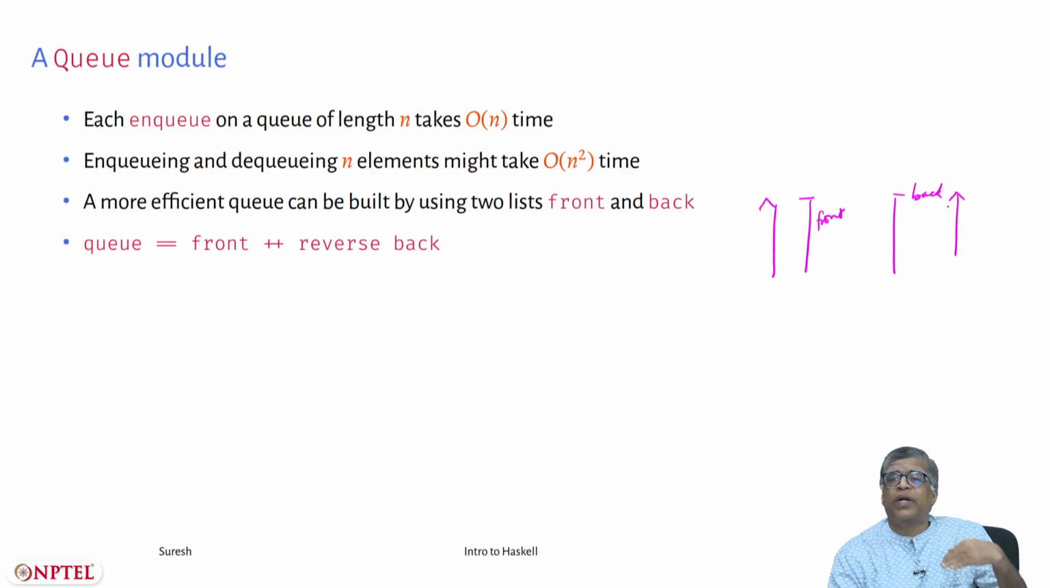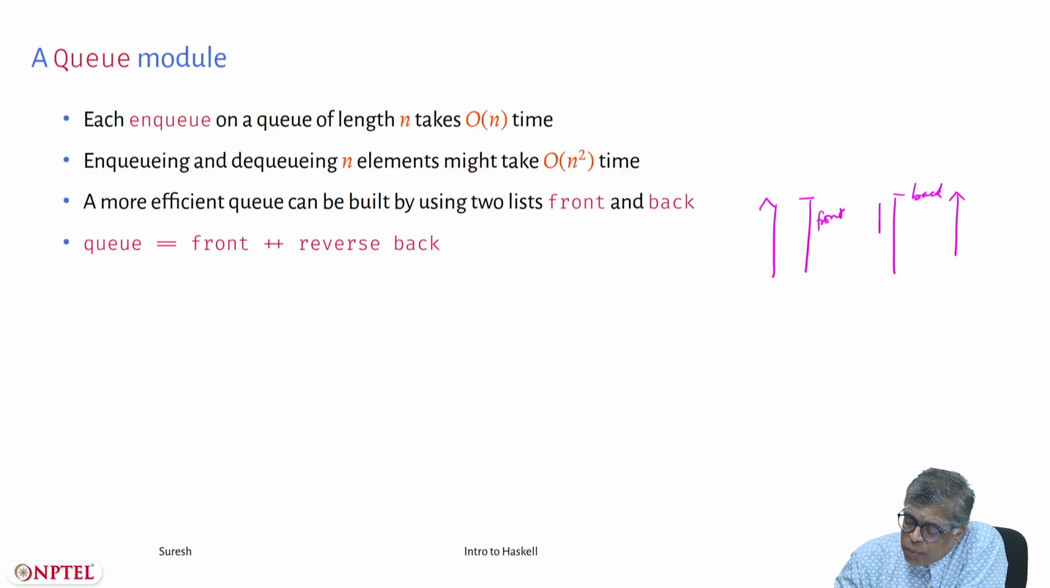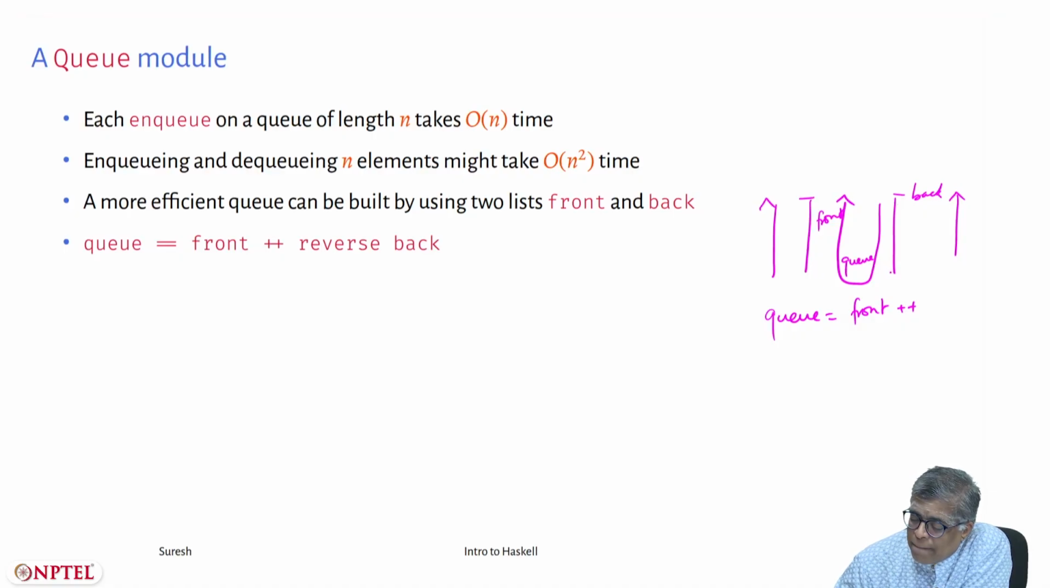I am putting an arrow pointing towards the head, and the Q itself should be thought of as this. This is the Q. The arrow is pointing towards the head of the Q. So really Q is the front portion of the Q plus the back, but you have to think of it in reverse. The head of back should be the last element. So you should think of it as front plus reverse of back. Okay, good. So that is the invariant that you want to maintain.